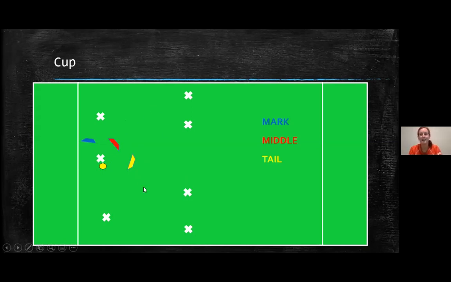So if you find yourself in that tail position and you want to try something new, maybe break off from the cup a little bit, float around and see what other passing lanes you might be able to get into.